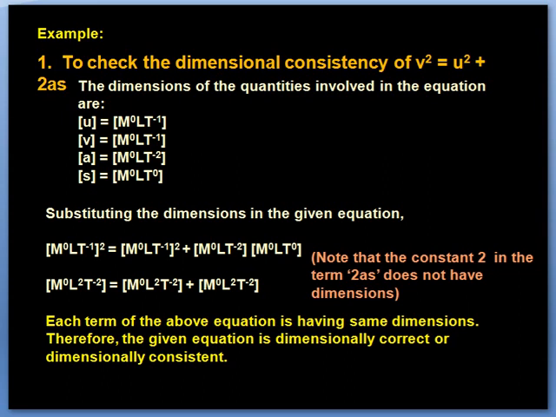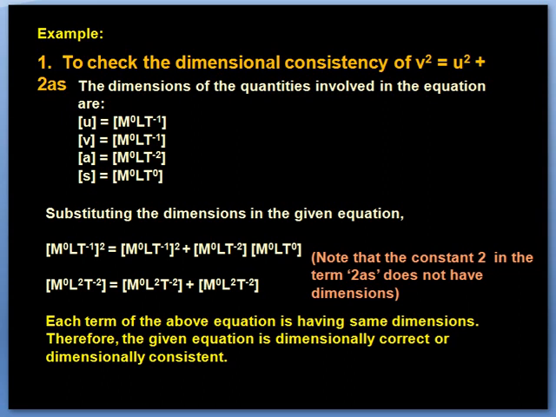Substituting the dimensions on both sides of the given equation, that is v square equals u square plus 2as, we will get L square T^-2 on the LHS, and on the RHS L square T^-2 plus L square T^-2. Note that the constant 2 in the term 2as does not have dimension. Listen children, numerals have no dimensions, so please remember it.